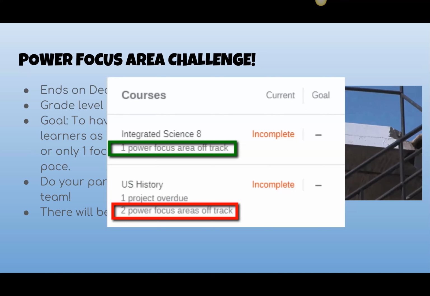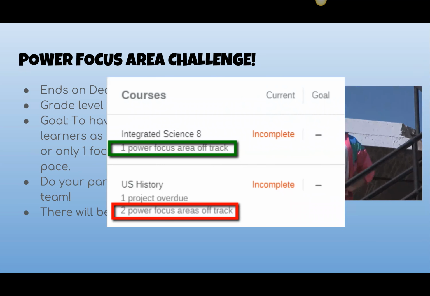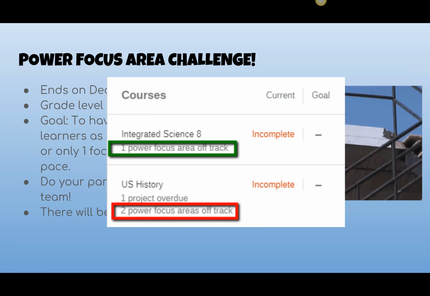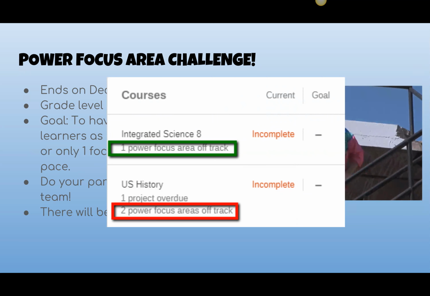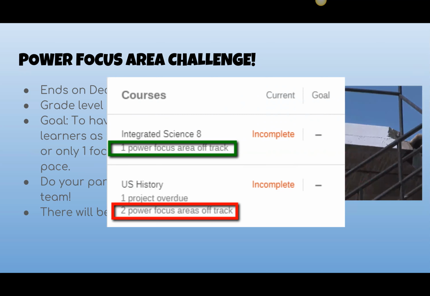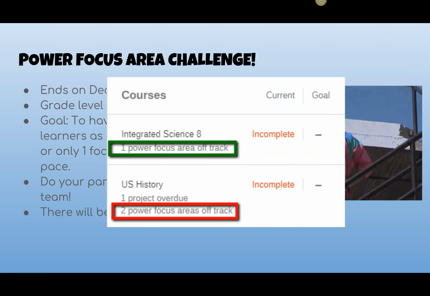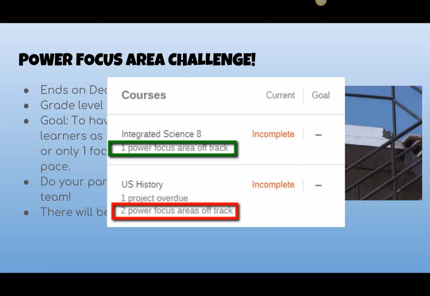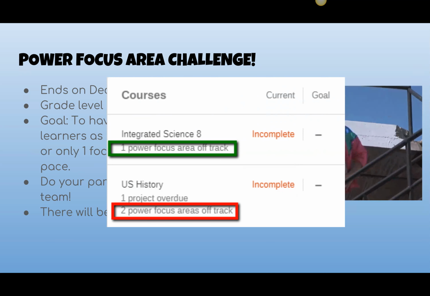And then this is what we are talking about. We want it to say that it's only one power focus area off track. The reason that some of you are seeing an incomplete is that it will generate an incomplete if you are behind in projects or focus areas. So make sure that you're trying your hardest to get caught up, because we do have to put in a 0 when it's time for the checkpoint. That checkpoint is today, the 27th. So at the end of the day today, we will calculate your grades.